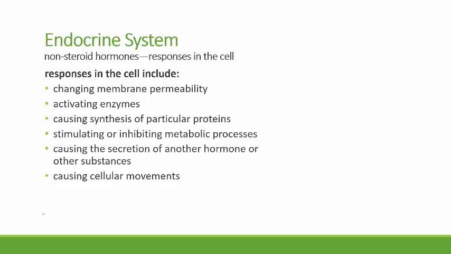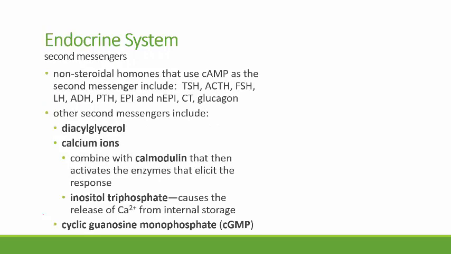I mentioned that there are other second messengers. But first, which of the non-steroid hormones use cyclic AMP as their second messenger? Here is the list, and these are the abbreviations that you're going to learn in the next chapter or next lectures. TSH is thyroid stimulating hormone. ACTH is adrenocorticotropic hormone. FSH is follicle stimulating hormone.